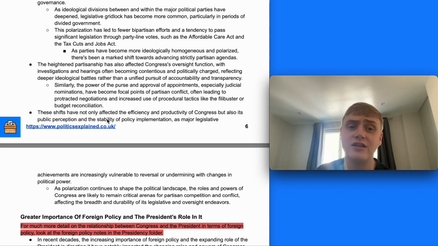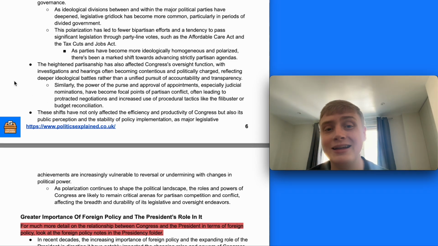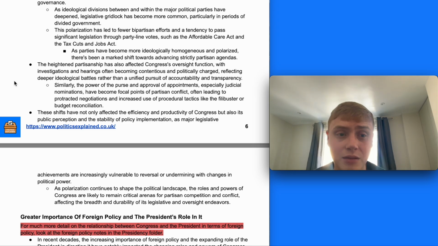And this has also affected Congress's oversight function, with investigations and hearings often becoming contentious and politically charged, reflecting deeper ideological battles rather than a unified pursuit of accountability and transparency for upholding democracy, partly moved towards damaging the other party. This can also be seen in the power of the purse and the approval of appointments, especially judicial nominations, which have become focal points of partisan conflict, leading to negotiations and procedural tactics like the filibuster and budget reconciliation having to be used in order to get things passed.